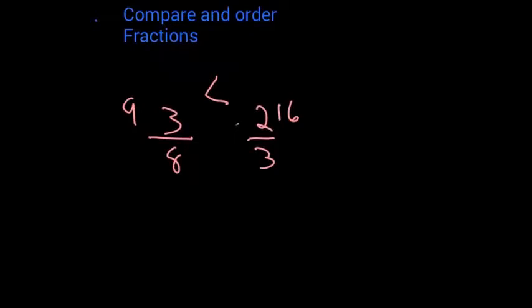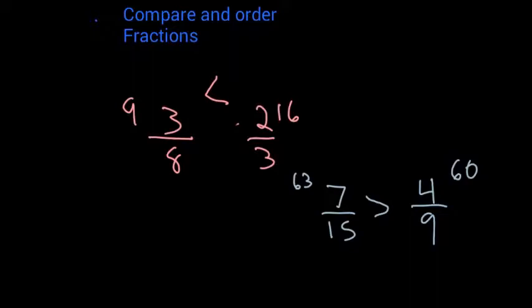Let's do another one. Let's say we have 7/15 compared to, let's go with, 4/9. So again, we're going to cross multiply. 15 times 4 is 60. 9 times 7 is 63. 63 is greater than 60, so that makes 7/15 greater than 4/9.